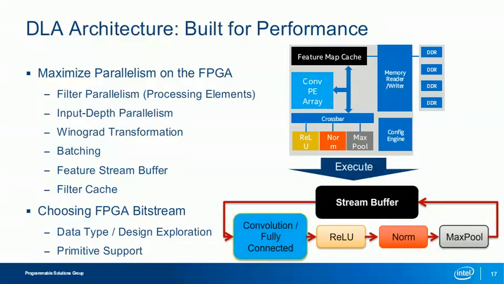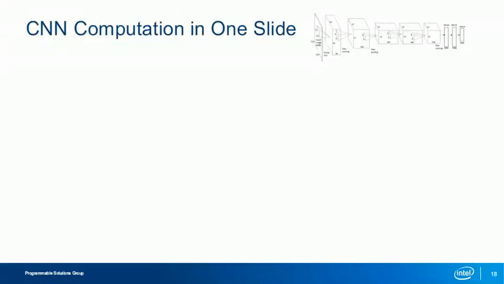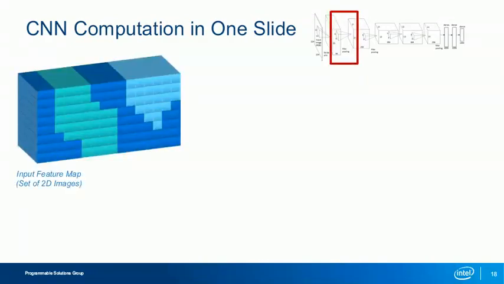The DLA suite comes with many different architecture designs for various different networks, so the optimal FPGA image must be selected prior to executing the DLA. And as we said earlier, users can also add custom primitives to the architecture. Before we dive deeper into the DLA architecture, let's first very quickly go over the compute involved in a convolutional layer of a CNN. In a ConvNet, there are many layers of convolution. Let's take a look at one particular layer.